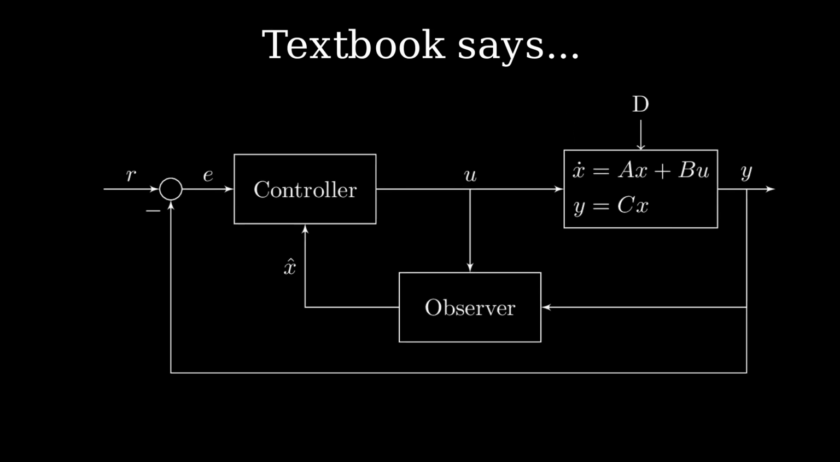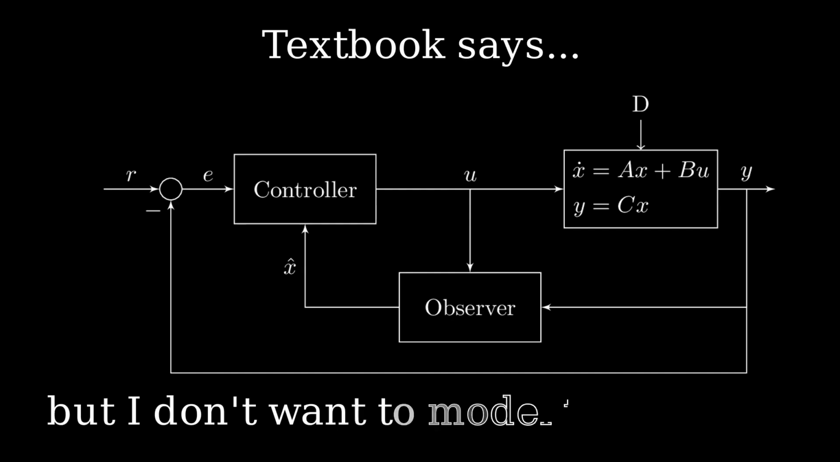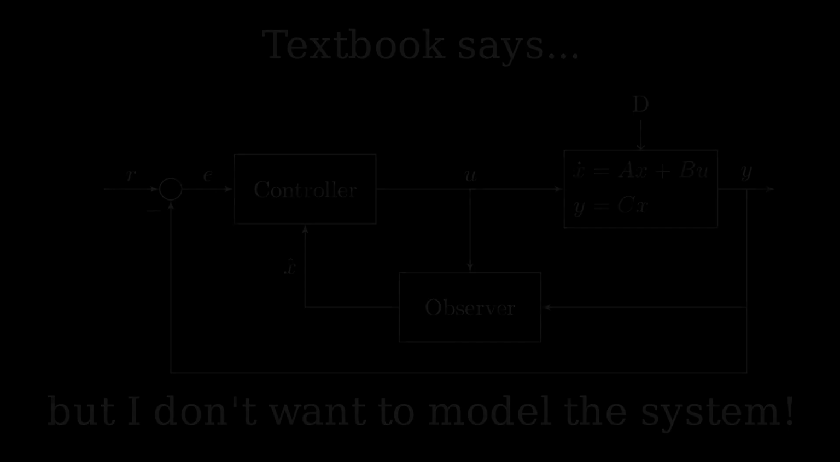But there is one catch. You have to model the system. The model can be linear or nonlinear, but you need it. What if modeling is impractical, expensive, impossible? This is where active disturbance rejection control comes in.